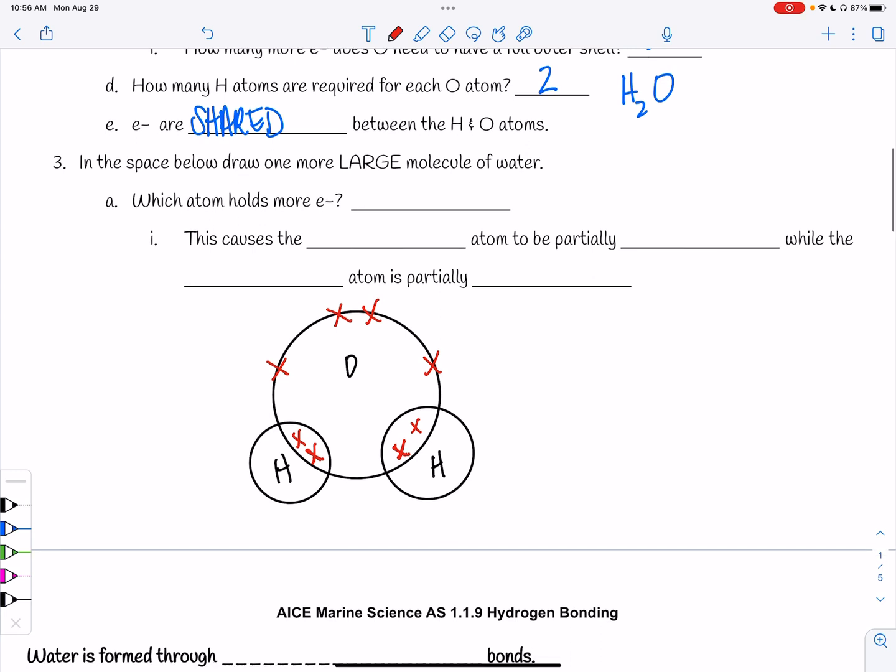So which atom holds more electrons? It's going to be oxygen. This causes the oxygen atom to be partially negative, while the hydrogen atom is partially positive. You could literally have started this sentence with hydrogen or oxygen.